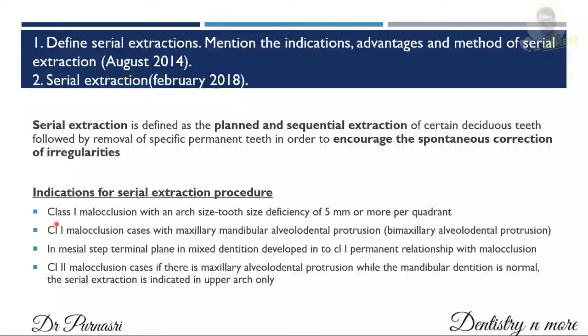Indication is when there is a class 1 malocclusion with a tooth size arch length discrepancy of 5 mm or more per quadrant. Then class 1 bimaxillary protrusion when there is a mesial terminal step in mixed dentition, and then class 2 cases when there is maxillary dentoalveolar protrusion and the mandible is normal. So in these cases we extract only in the upper arch.